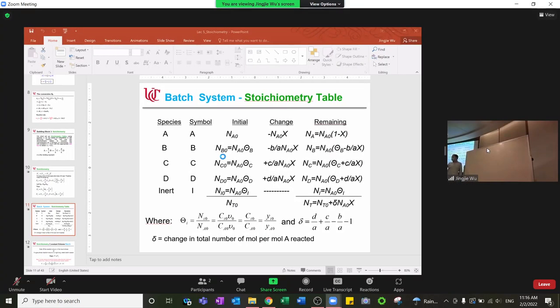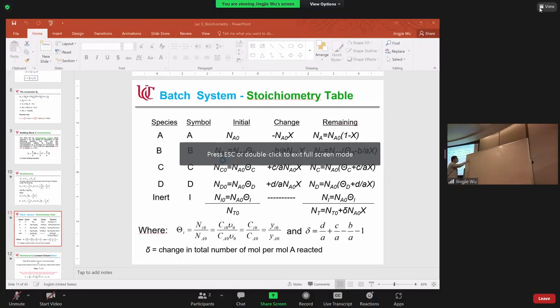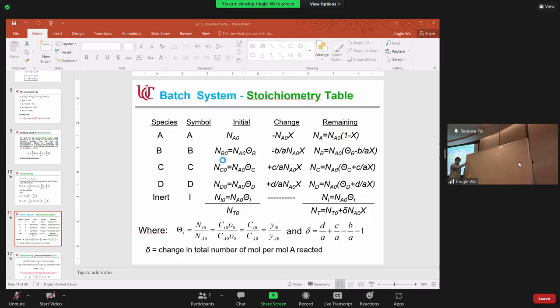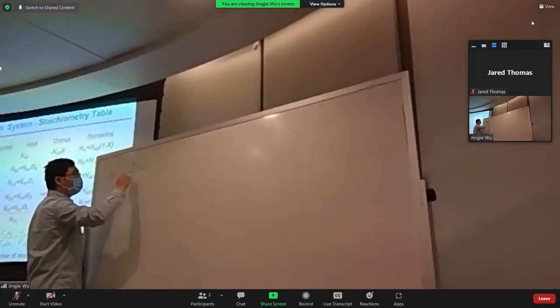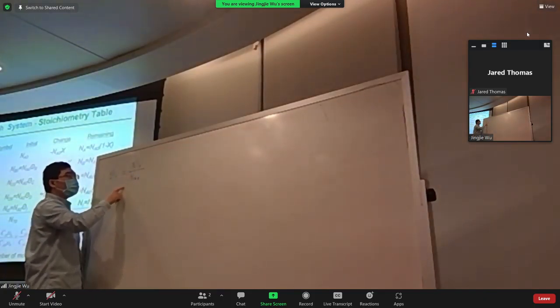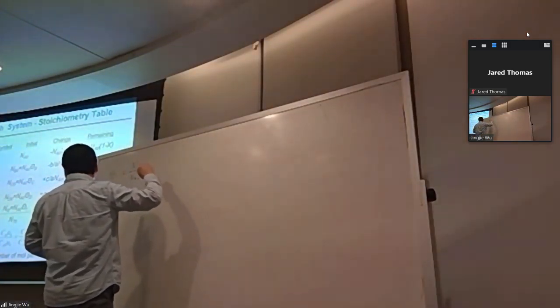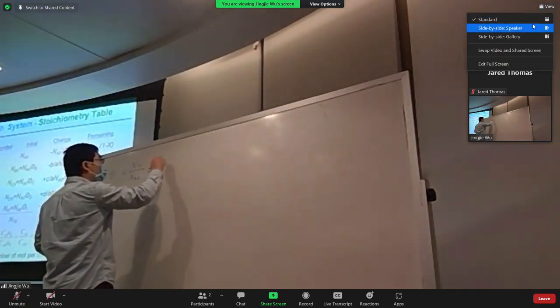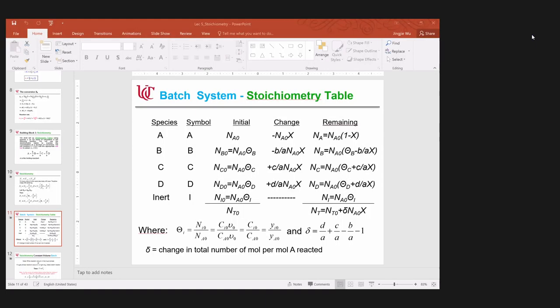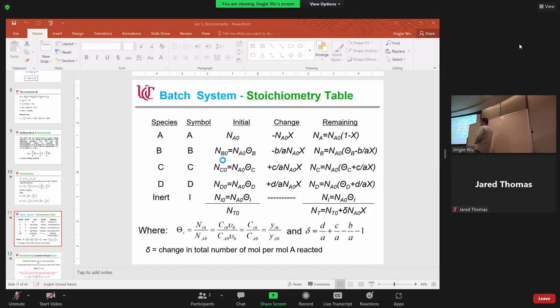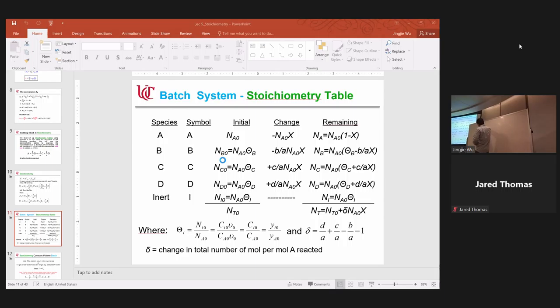We just define a parameter, okay? That means for species I, the initial moles of species I over species A, where A is the limiting species in the reaction. And you will also see in the flow system, same thing, we can define the molar flow rate ratio. The zero here means the initial feedstock condition.